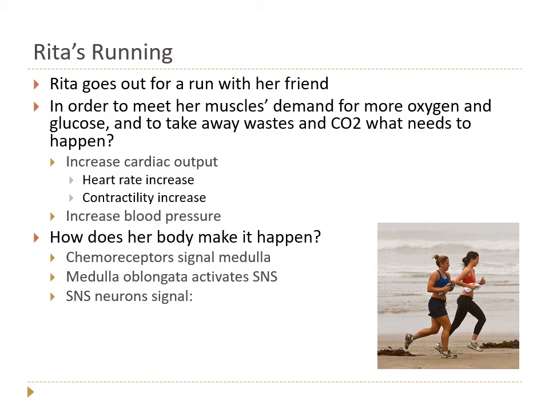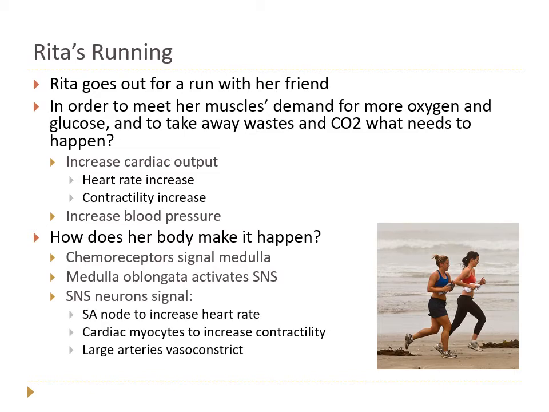Those sympathetic nervous system neurons that send down to the ganglia in the sympathetic chain are then going to signal the SA node to increase the heart rate, signal the cardiac myocytes in the ventricles to increase their contractility, and signal the arteries to vasoconstrict, thereby increasing blood pressure.